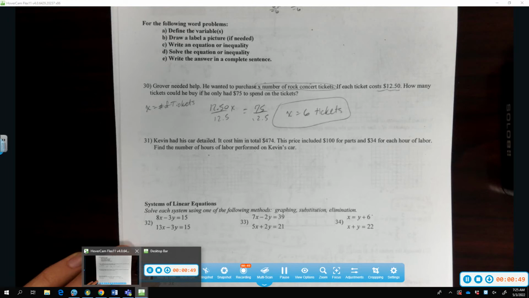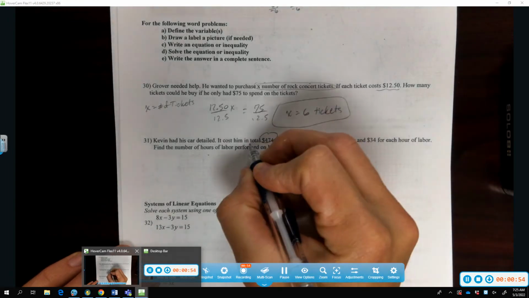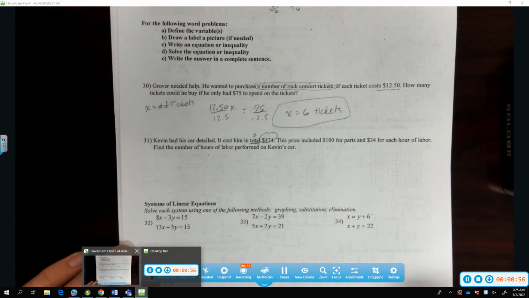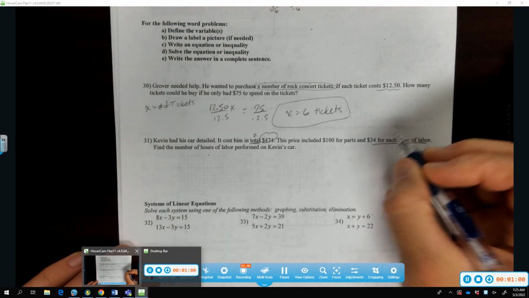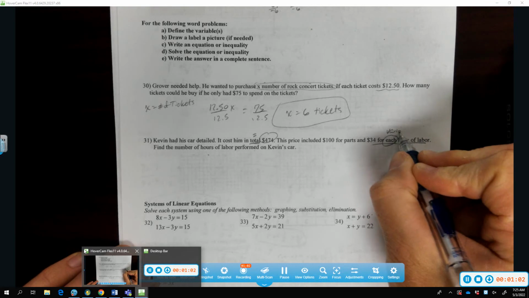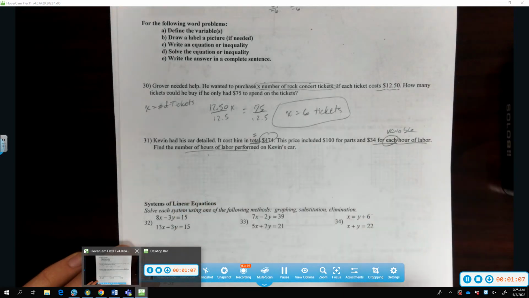31, Kevin has his car detailed. It cost him in total $474. The price included $100 for parts and $34 for each hour of labor. So this tells us what we're going to have the variable with. Find the number of hours performed for Kevin's car.